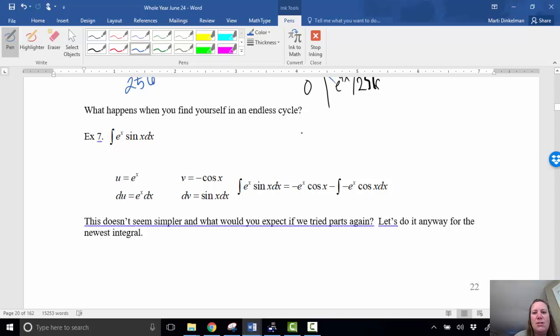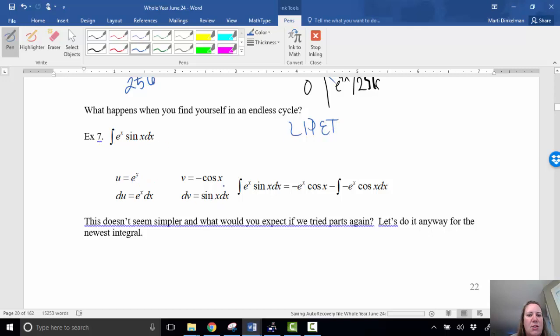Again, think about LIPET. Trigs are a last choice. Just by the way, some books show a different mnemonic, which is fine. They all work out just fine. I just find that LIPET is the one that makes the most sense to me. So e to the x beats out the trig, so that becomes our u.